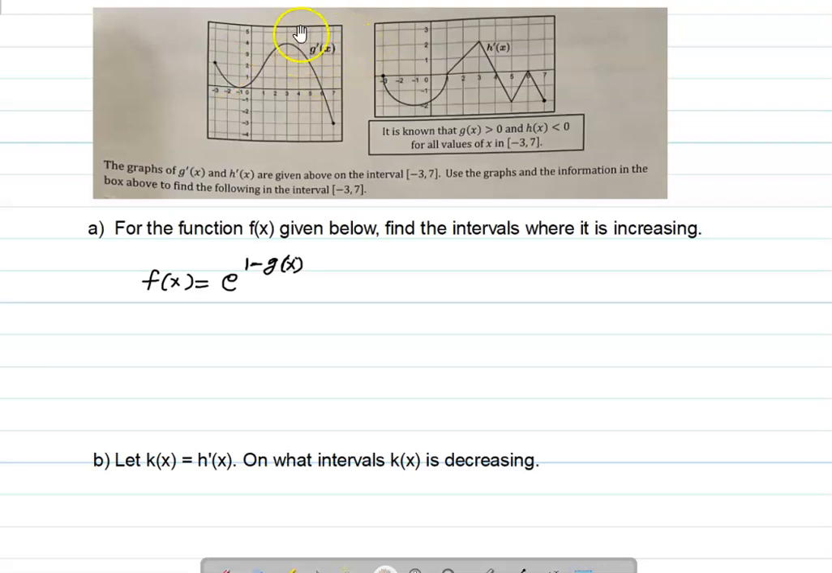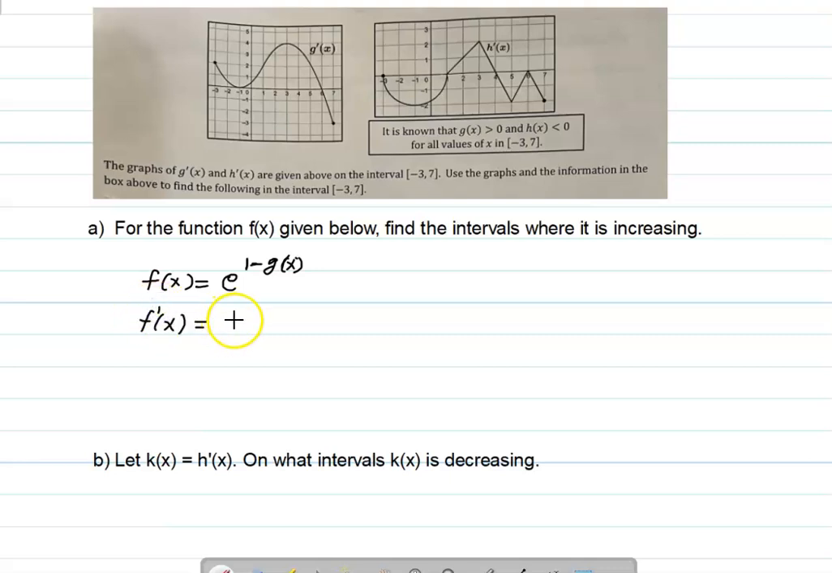In this problem, we are given the graphs of the two derivatives g prime x and h prime x on the interval -3 to 7. And for the first part, we need to find where the function f of x is increasing, when f of x is defined as e raised to the power 1 minus g of x. So we know that any function is increasing when its derivative is positive. So let's find the derivative of the function f of x.